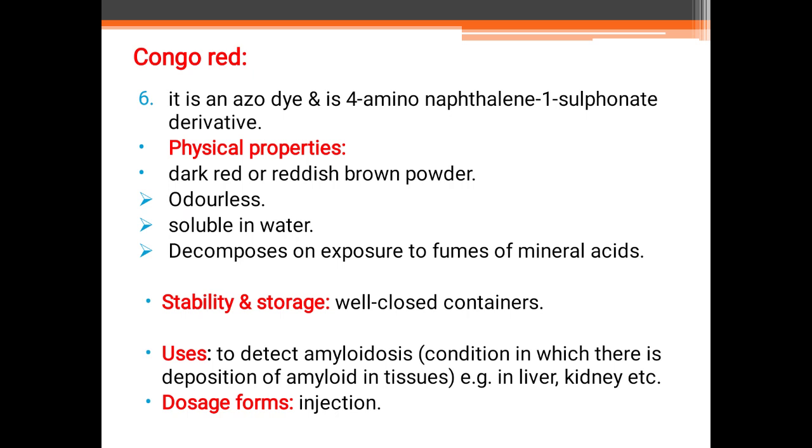Next diagnostic agent is Congo Red. It is an azo dye and is a 4-amino-naphthalene-1-sulfonate derivative. Physical properties are: available as dark red or reddish brown powder, odorless, soluble in water, decomposes on exposure to fumes of mineral acids. Stability and storage: it should be stored in a well closed container. Uses: to detect amyloidosis, that is the condition in which deposition of amyloid in tissue occurs, for example in liver or in kidney. Dosage form is injection.